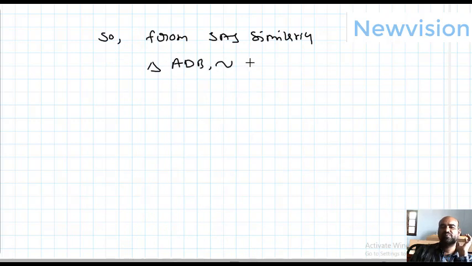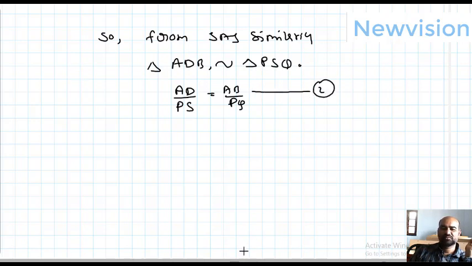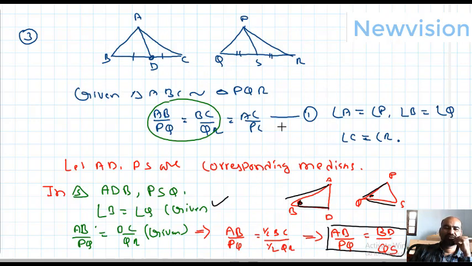Triangle ADB is similar to triangle PSQ. If two triangles are similar, their corresponding sides are proportional. AD by PS equals AB by PQ and also equals BD by QS. I don't want that; this is taken as result number 2. Observe result number 1: AB by PQ is equal to BC by QR equal to AC by PR. Now what we got is AB by PQ is equal to AD by PS.